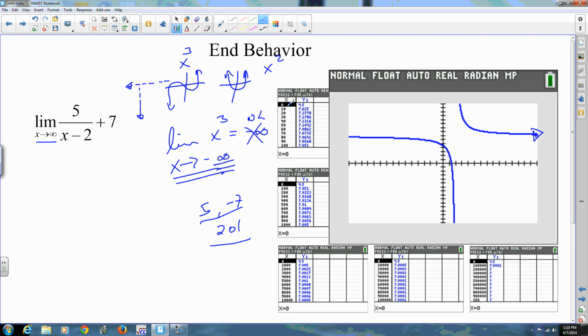Well, let's look at the table. I told the table to start at 0 and count by 10. So I told it to start at 0, so I get 5 over 0 minus 2 plus 7, so that's -5 halves plus 7, so that's -2 1/2 plus 7 is 4 1/2. So that's where that 4 1/2 comes from. Then I told it to stick in 10, and then 20 and 30 and so on. That's what I did here.